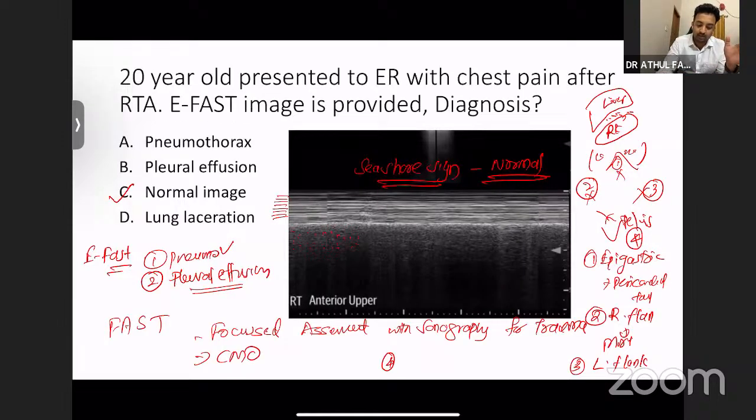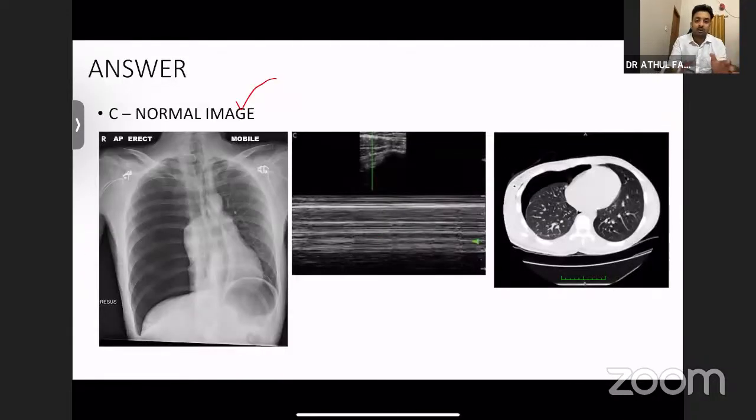So you will see the barcode as well as sand grains like this. That is why it is termed as seashore sign. So pneumothorax, as I told in my previous session, is very, very important for your INICET. So you should know all the aspects about pneumothorax. You should know the treatment, you should know how it appears in CT, how it appears in X-ray, how it appears in ultrasound. Every aspect is very important.